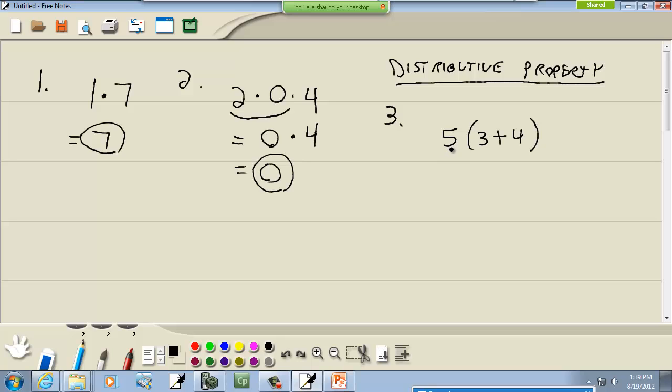Now here we have a number, the number 5, right next to parentheses. Anything right next to parentheses like that indicates multiplication, unless it's like a plus or minus in there. So this is telling us to multiply 5 times a set of parentheses. Well, inside the parentheses we have two numbers. So what we're going to do is take this number here and multiply it times the first number and times the second number. So we'll take 5 times 3 and we'll take 5 times 4.